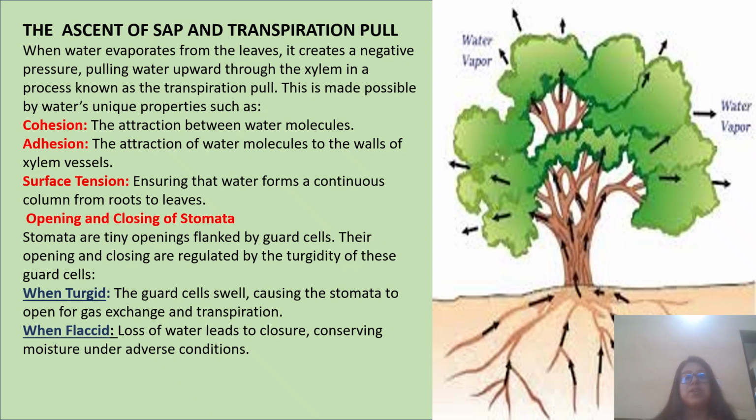Stomata are teeny openings flanked by guard cells. Their opening and closing are regulated by the turgidity of these guard cells. When turgid, the guard cells swell, causing the stomata to open for gaseous exchange and transpiration. And when flaccid, loss of water leads to closing and conserving moisture under adverse conditions.